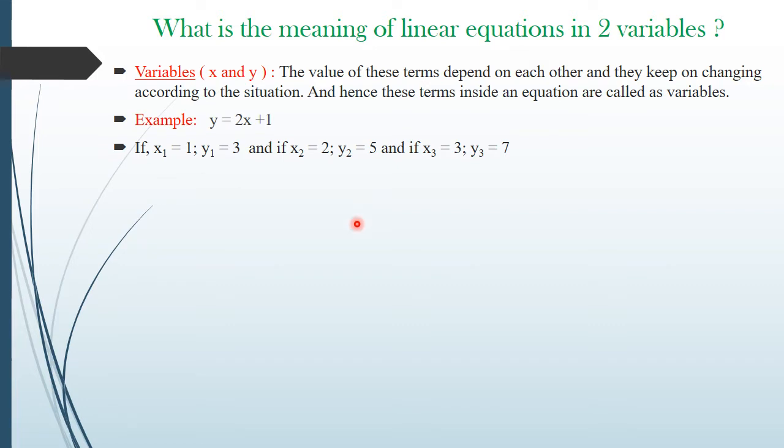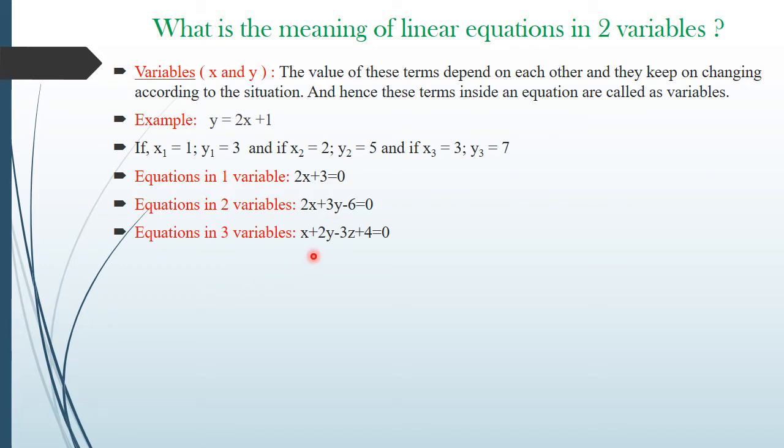Suppose only one variable is present in an equation. That equation is called an equation in one variable. Example, 2x plus 3 equal to 0. In this equation there is only one variable present, that is x. If there are two variables present inside an equation, that is called an equation in two variables. In this equation you can see there are two variables, that is x and y, both are present. If there are three variables present in any equation, that is called an equation in three variables. You can see in this equation x, y and z, all three variables are present. Therefore, it can have multiple variables, depending on the variables, we can have those equations. Hope you have understood what is the meaning of variables.